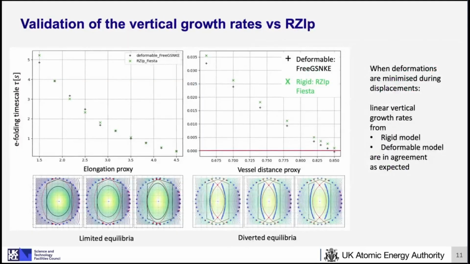We've done, of course, our validation exercise on these capabilities too. Those are related to the evolutive capabilities. So this is just an example of the validation of the vertical growth rates that come from FREEGSNKE against RZIP. Of course, the vertical growth rates that you can derive using FREEGSNKE are deformable growth rates. So they do take into account the deformation during the movement of the plasma, while the RZIP values, of course, come from a rigid model. So essentially, this validation was designed on equilibria where the deformations are minimized during displacement.